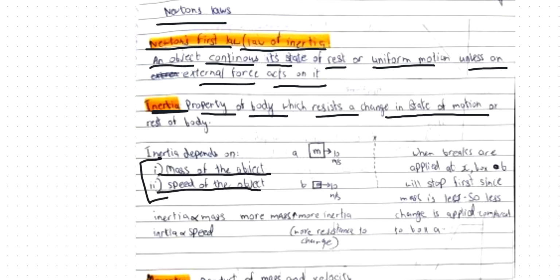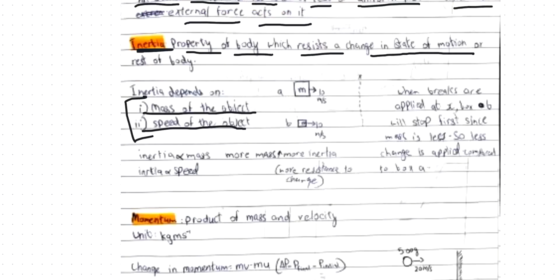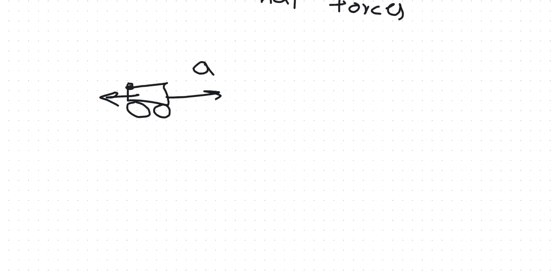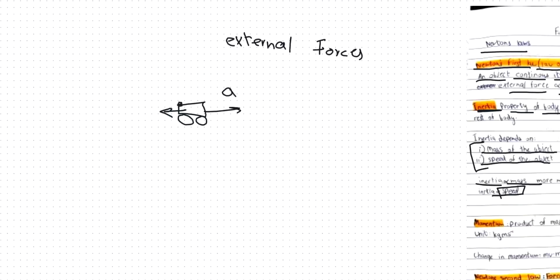Inertia is proportional to mass. If there is more mass, then you'll have more inertia. And similarly, inertia is directly proportional to speed as well. If this car is moving at a faster speed, then there will be greater inertia. And if this car was heavy, then there would be greater inertia as well.